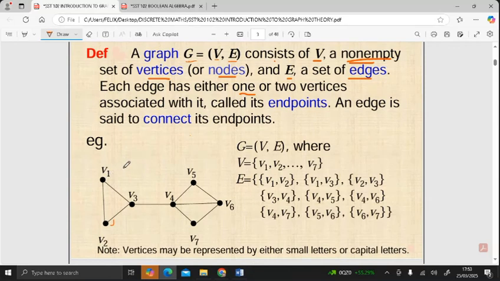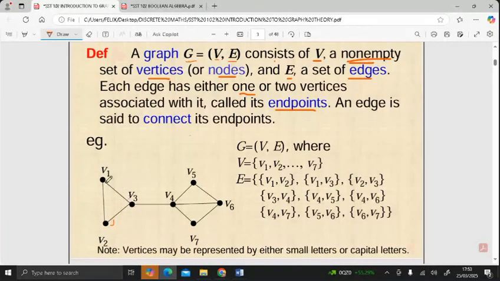You see, that is why they say that V is non-empty, it can never be empty. We either call them vertices or nodes. And then E now is the set of edges. And each edge has either 1 or 2 vertices. That is what I mentioned.